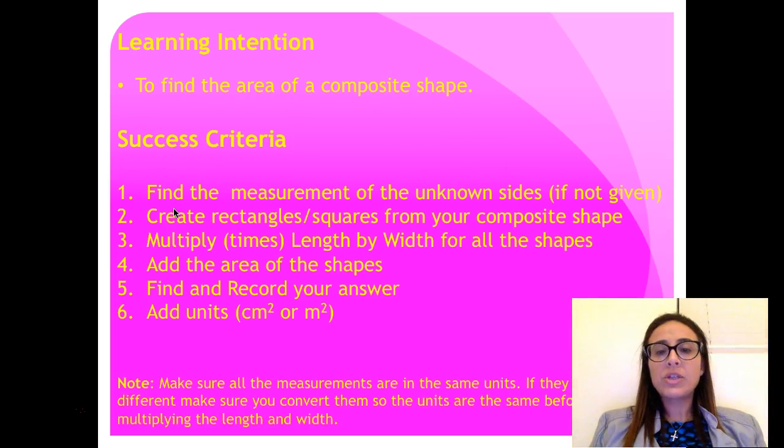Just remember, make sure all the measurements are in the same units. If they are different, make sure you convert them so the units are the same before multiplying length times width.